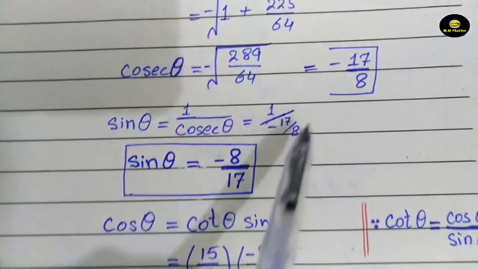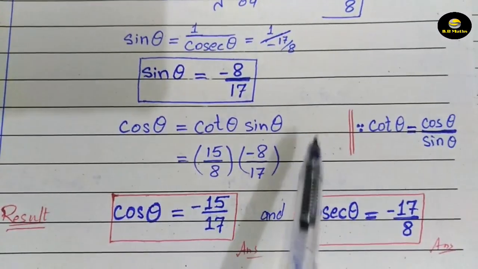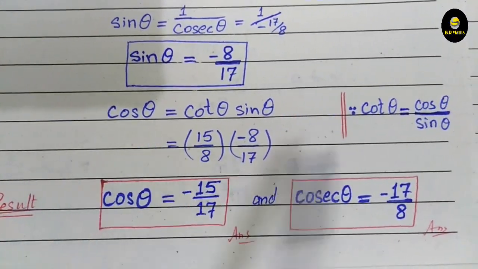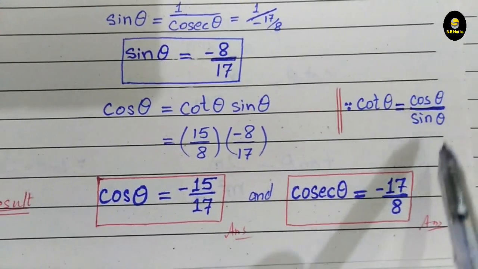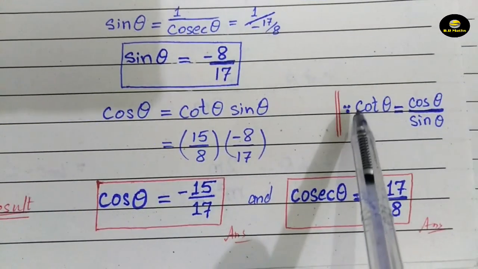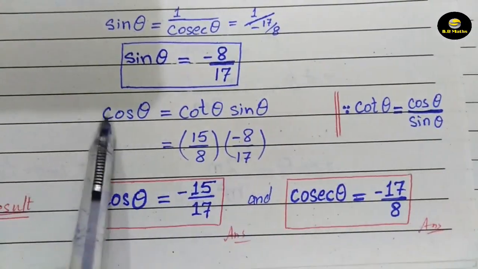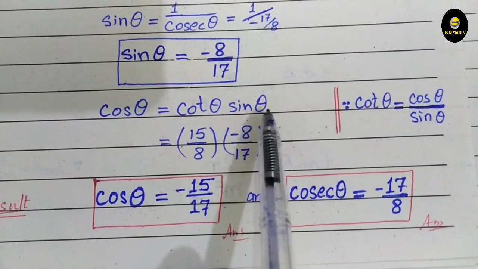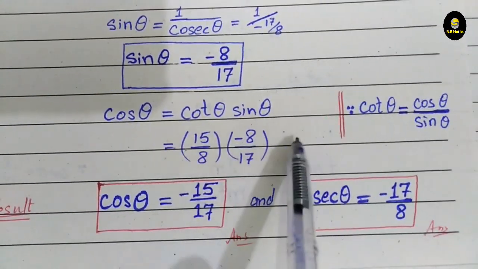Okay. So same as the previous question number 4, cot theta is cos over sine. So sine is divided, so it becomes a multiple. So the formula of cos is equal to cot theta multiplied with sine theta. And put the values.